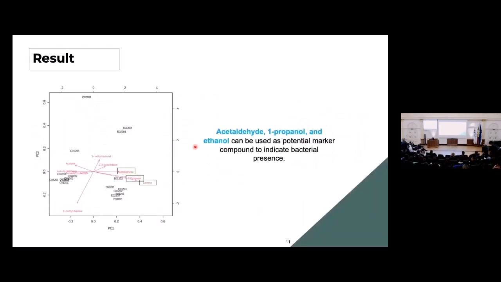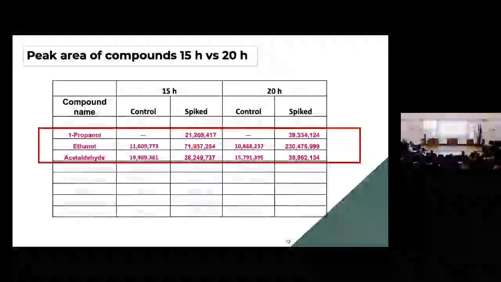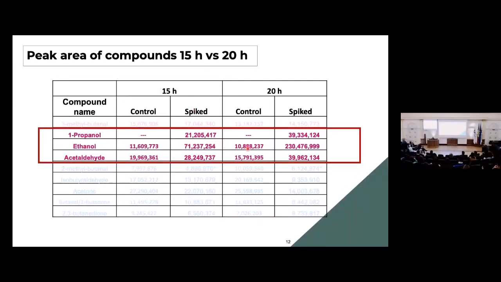Looking a little bit closer into the compounds, there are 3 compounds in particular: the aldehyde, 1-propanol, and ethanol, that could be used as an indication for bacterial presence. If you look at the peak areas over here, it's sort of self-explanatory. Looking at the numbers, there's actually quite a big gap between the controls and the spike samples. This could link back to other chromatograms. So why is it so obvious when we look at the E. coli samples that have a big spot in the chromatograms?